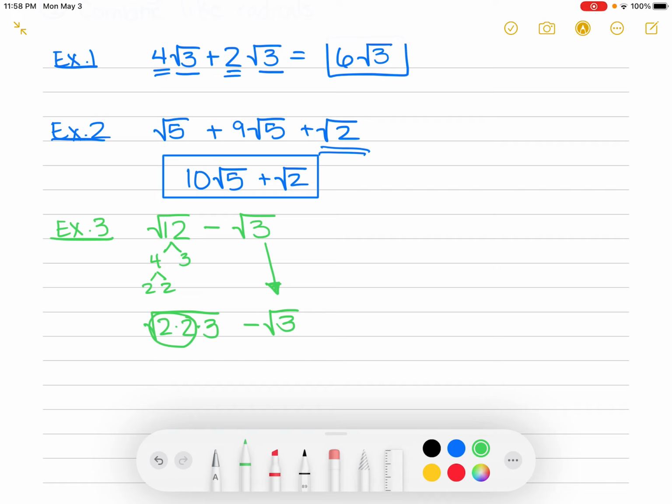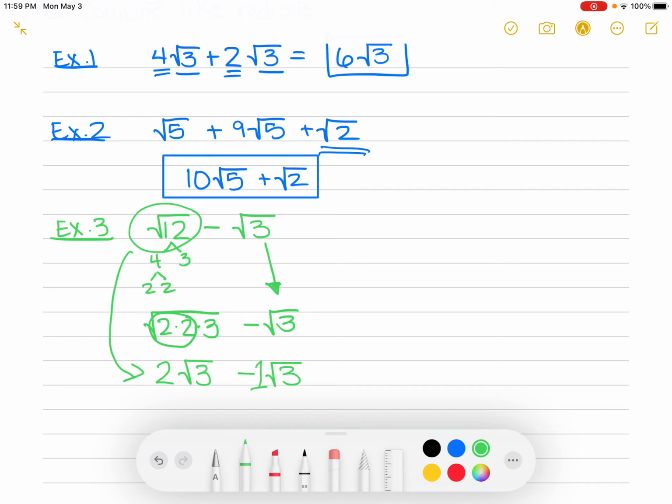So these are, I circled 2 of them, and I'm going to pull those to the outside. And so here's my problem now. So see what I did was I simplified this one into this. And now remember this is a 1 right here.